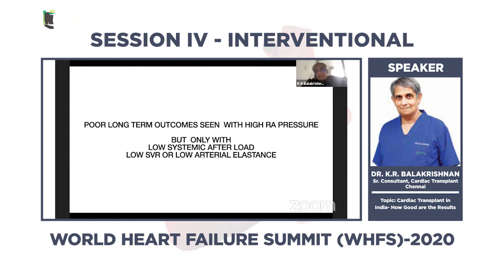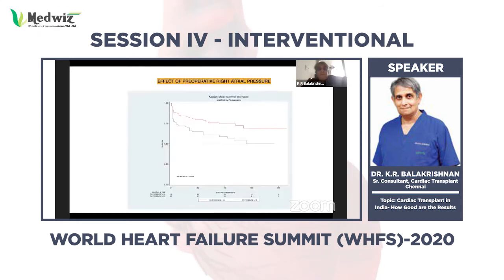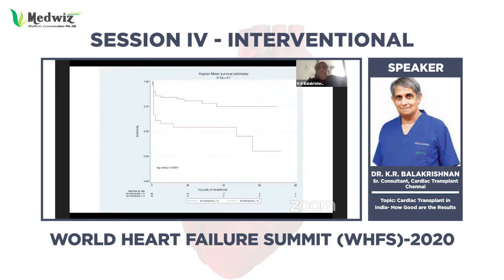Again, I was surprised when we found that even after transplanting with a high RA pressure, for whatever reason, the effect was seen right up to 5-6 years, but only if the preoperative systemic vascular resistance or afterload was very low. So for an unstratified number of patients, if the RA pressure was less than 15 or more than 15, with a log rank of 0.0059, there is a significant difference. If the RA pressure was less than 15, you're close to 70% 7-year survival, as compared to 50% if the RA pressure was more than 15.